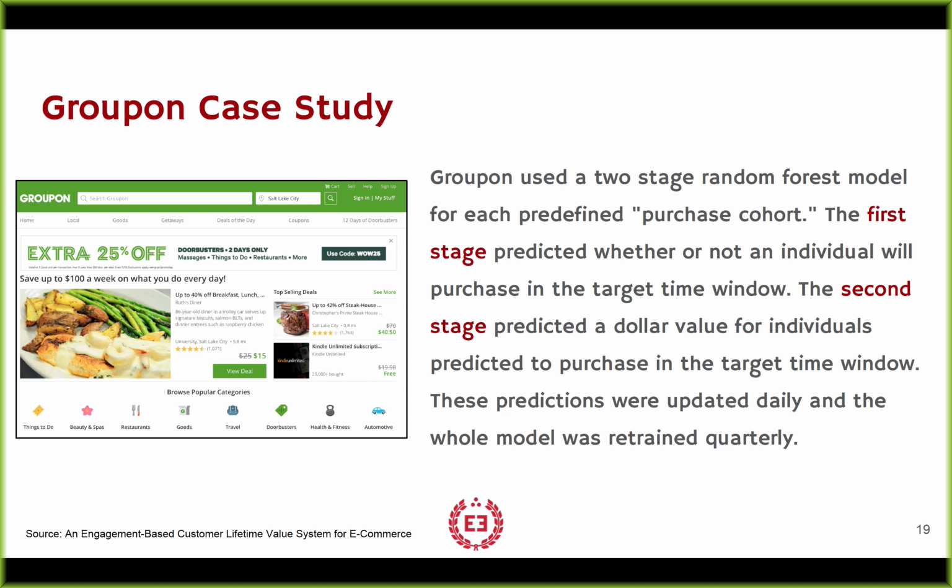So there are 2 case studies I'm going to talk about. The first one's Groupon. I'm sure everybody knows who Groupon is. Many of you may have used Groupon.